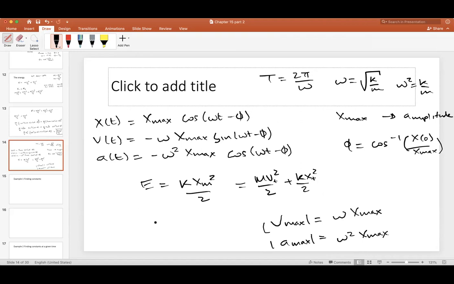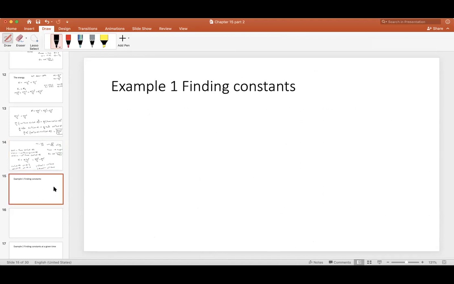I should say that because this v is sine of (omega t minus phi), v max would occur when omega t minus phi is equal to pi over 2. And similarly, a max and x max occur when cosine of (omega t minus phi) is equal to 1 or 0 or 2 pi or whatever. So that's not super helpful or necessary to remember. This is usually all we care about, but you could find it if you needed it. Anyway, let's move on to a quick example.